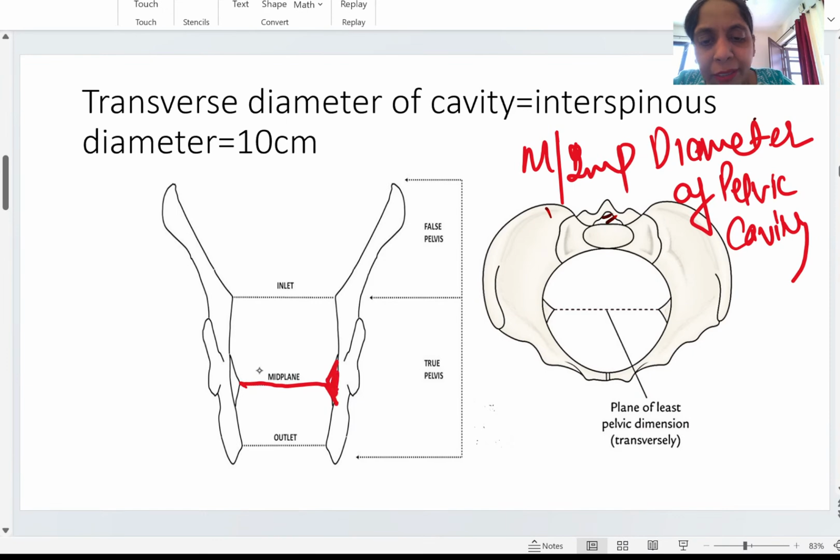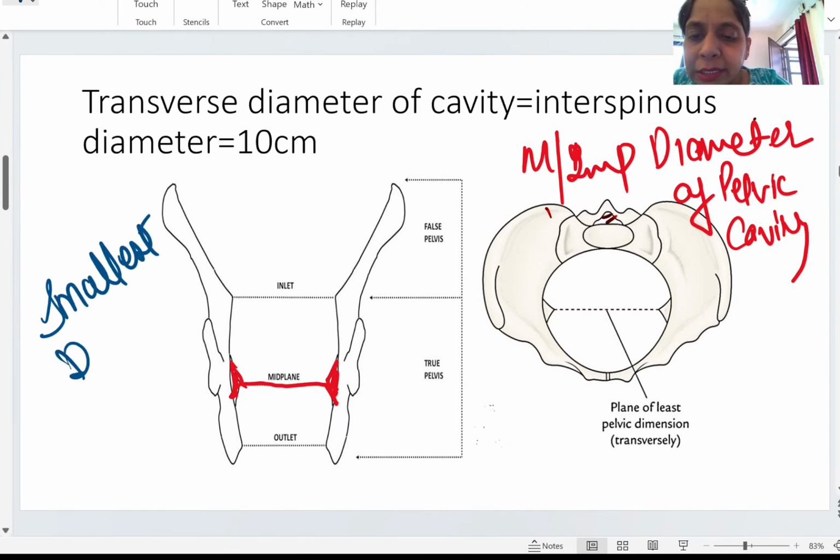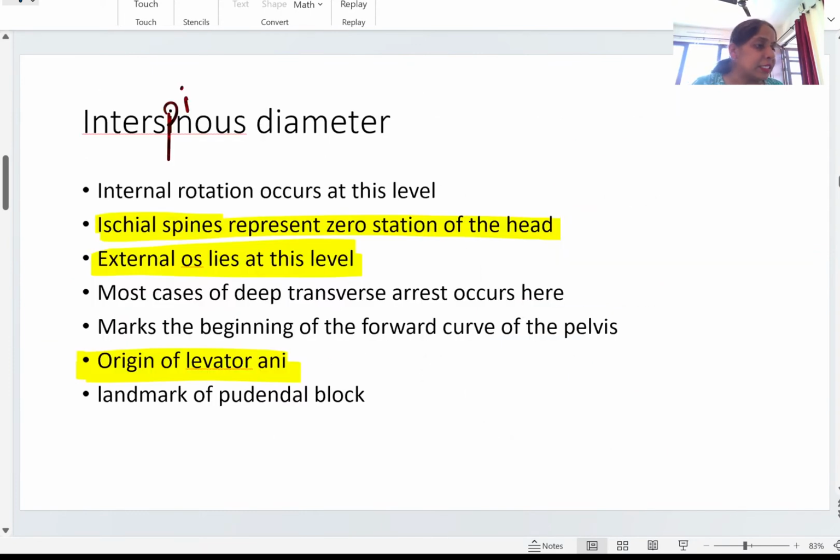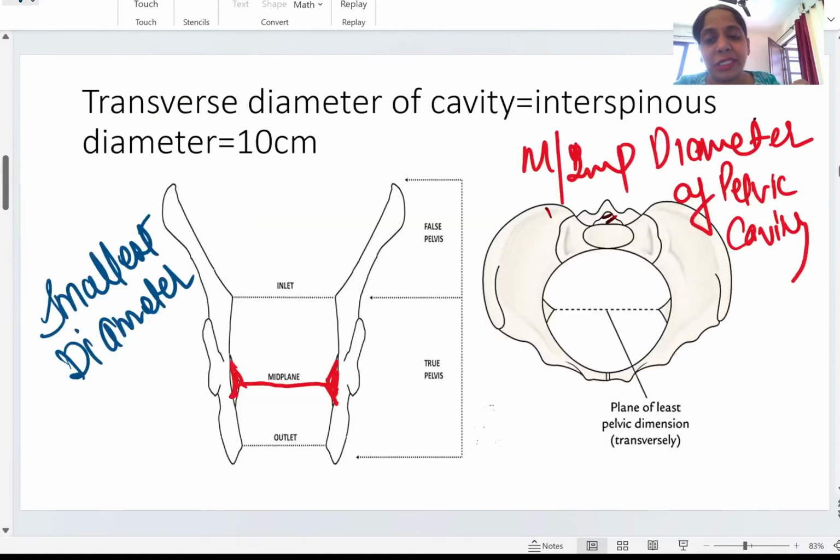Interspinous diameter, because it is the smallest diameter. Very good, Dr. Jessica. It is the interspinous diameter, the diameter between the ischial spines. These are the ischial spines.